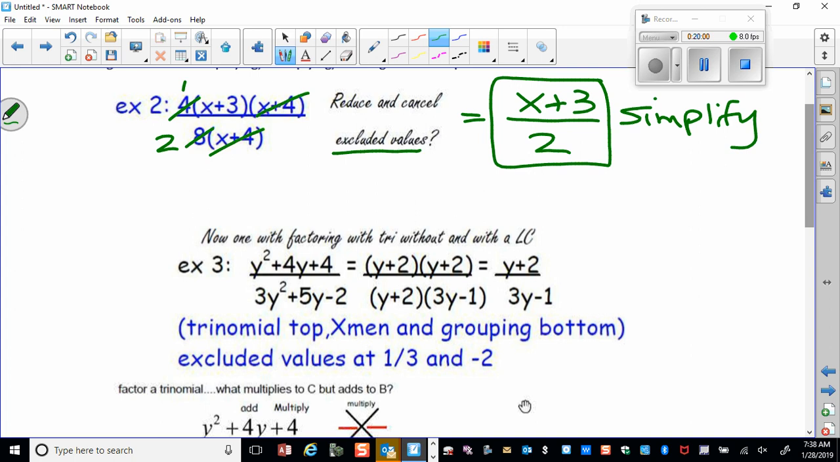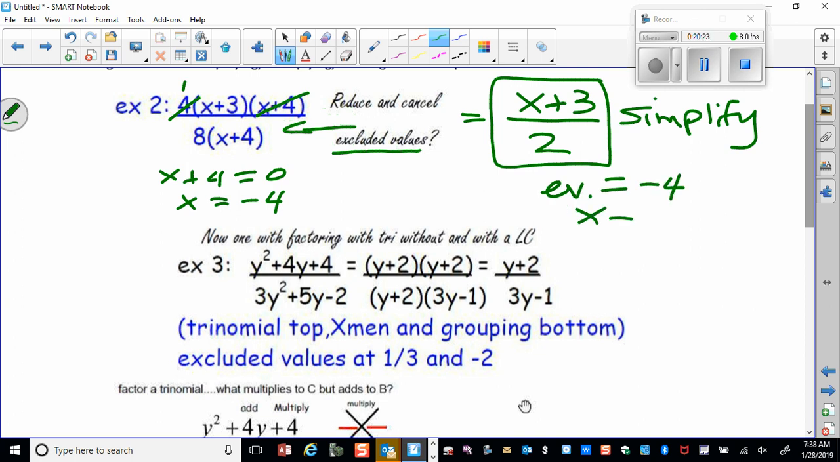Okay, but now I want to find my excluded value, so you go back to the original denominator. All right, well, 8 is always going to be 8, so you can't make that equal to 0, but x plus 4, if I set that equal to 0, then x equals negative 4 makes that 0. So my excluded value equals negative 4, or I could say x cannot equal negative 4.